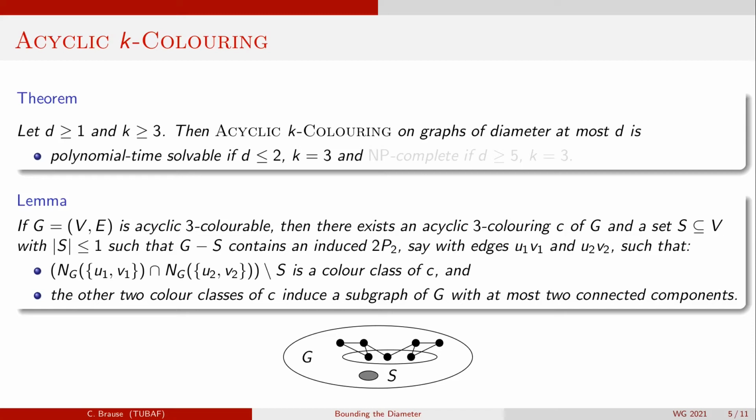How can we make use of this lemma? Well, given a graph of diameter at most 2, we consider all possible selections of our set S and an induced 2P2. Please note that as in the set S there is at most one vertex, we find at most polynomially many selections. For each of them, we compute the neighborhood of the induced 2P2. If such a neighborhood is an independent set, then remove it from the graph G and check if the remaining graph is an induced forest on at most 2 components.